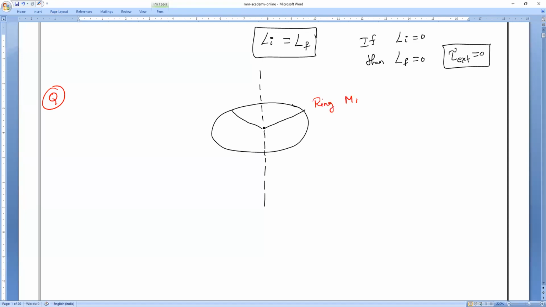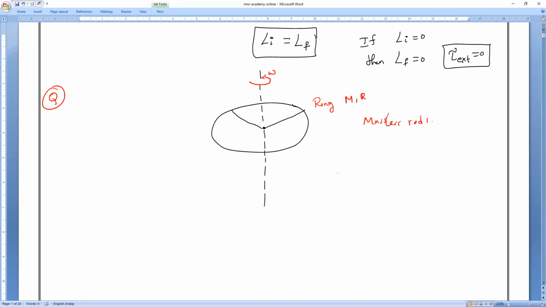So I'm taking a ring. Understanding this question first is very important. It may take one period, about 40 minutes to understand, but it will be very easy. So a ring, with two massless rods connected. This is the axis of rotation. It is rotating with angular velocity omega. Both are massless rods.